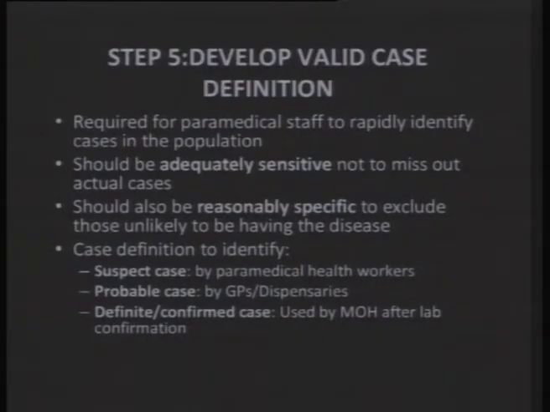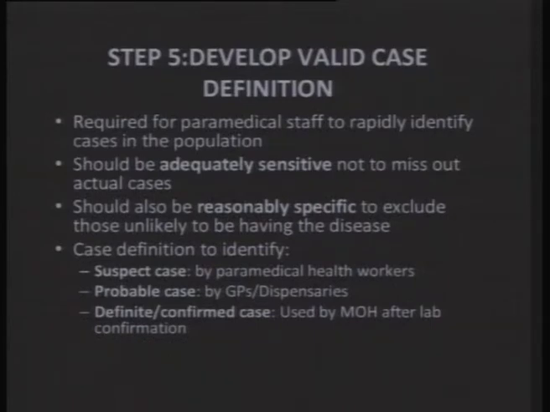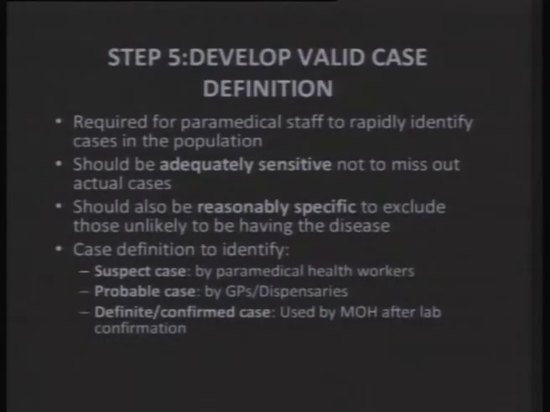The next step is to develop what is known as a valid case definition. Now this is important because you have to quickly ask your paramedical staff or even healthcare volunteers to rapidly identify cases in a population. You have identified the risk group, maybe all children in a particular village. Now only about 5 or 6 have reported with some illness to the sub-center or to the PHC. What happens to the rest of the children? So somebody from the paramedical staff or the health volunteer staff or the village ASHA worker or the village health guide has to rapidly identify the cases. For doing this, they must be given what is known as a case definition. This is your job as a person who is guiding the whole investigation. The case definition must be adequately sensitive not to miss out actual cases, but should be reasonably specific to exclude those who are unlikely to have the disease.